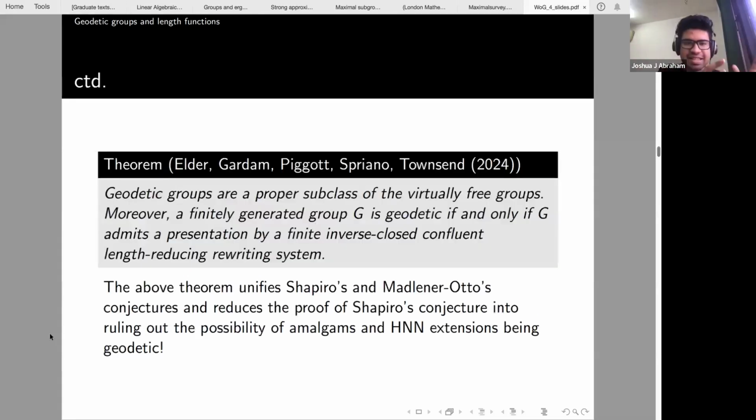So to summarize the result Kane was talking about in his talk, geodetic groups are a proper subclass of the virtually free groups. And a group is geodetic if and only if it has a presentation that's given by a finite inverse closed confluent length-reducing rewriting system. So this theorem really unifies Shapiro's and Madeline-Lorotto's conjectures. Proving that geodetic groups are plane would essentially solve both conjectures, and proving Shapiro's conjecture now amounts to just ruling out the case when your group has a non-trivial amalgamation or an HNN extension.